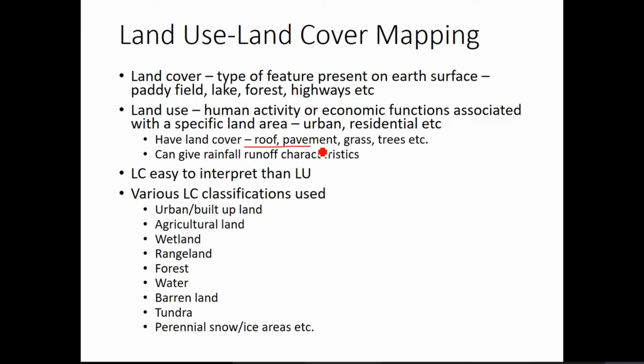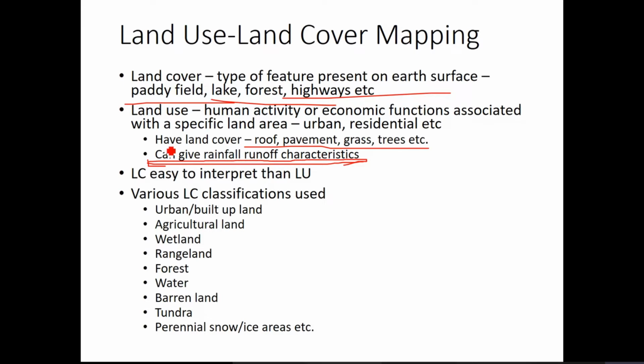Whether it is a roof, a pavement, grass, trees, a highway, a lake, or a paddy field, depending upon what the particular land cover at a particular site is, your rainfall runoff characteristics also will vary. That is just one example that I am giving here. So you can use it to estimate your runoff from a particular given area, isn't it? So that is one thing.